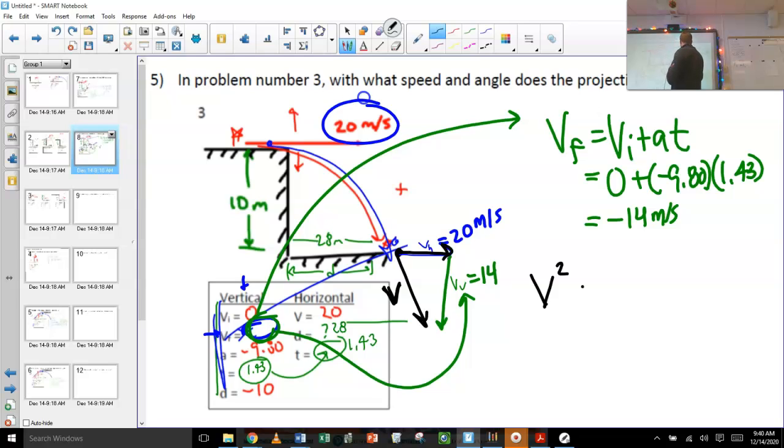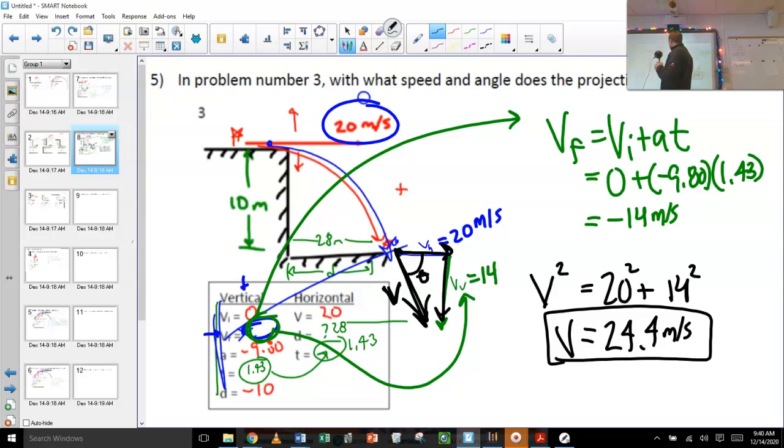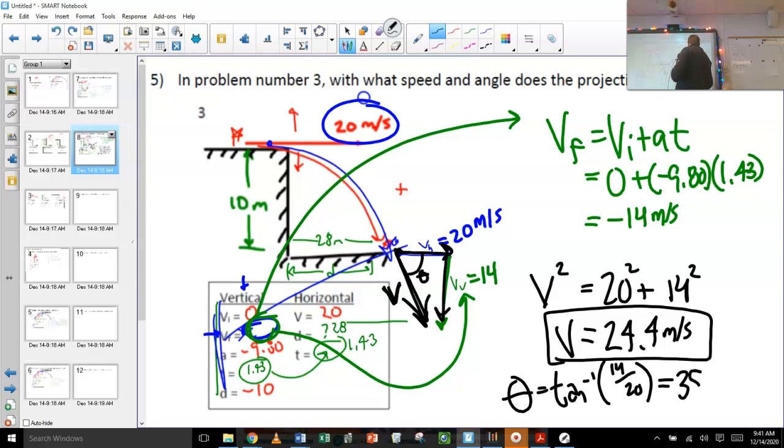A squared plus b squared equals c squared. So then that velocity ends up being 24.4. And what angle does it hit the ground with? I can use the inverse tangent of 14 over 20. And that turns out to be 35 degrees below the horizontal.